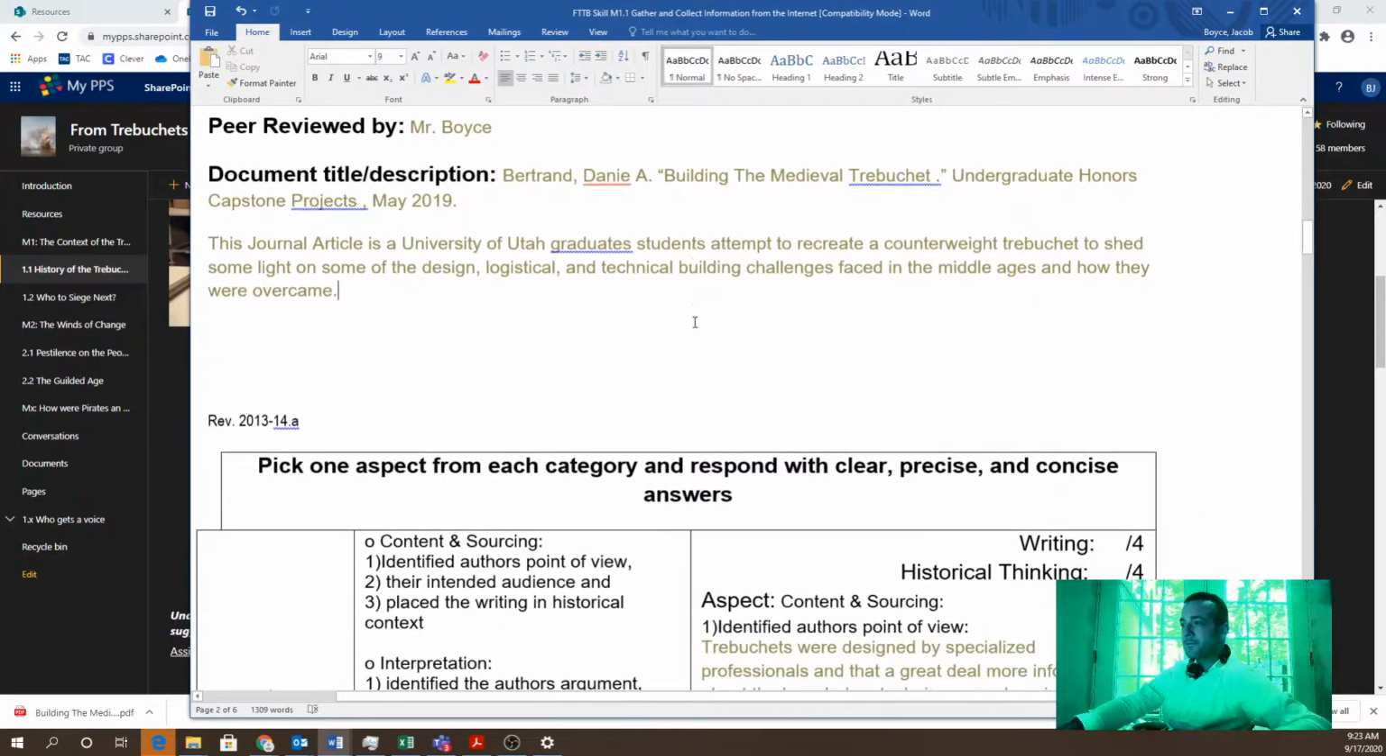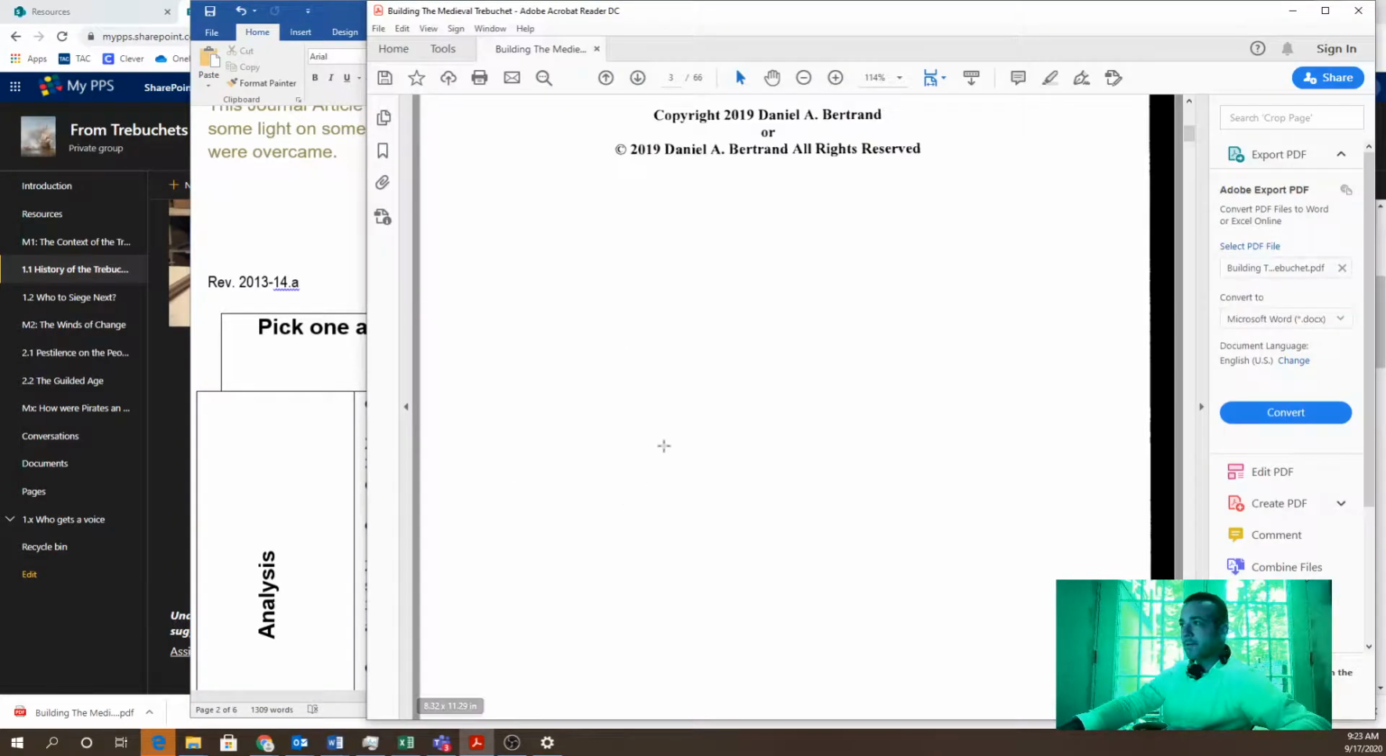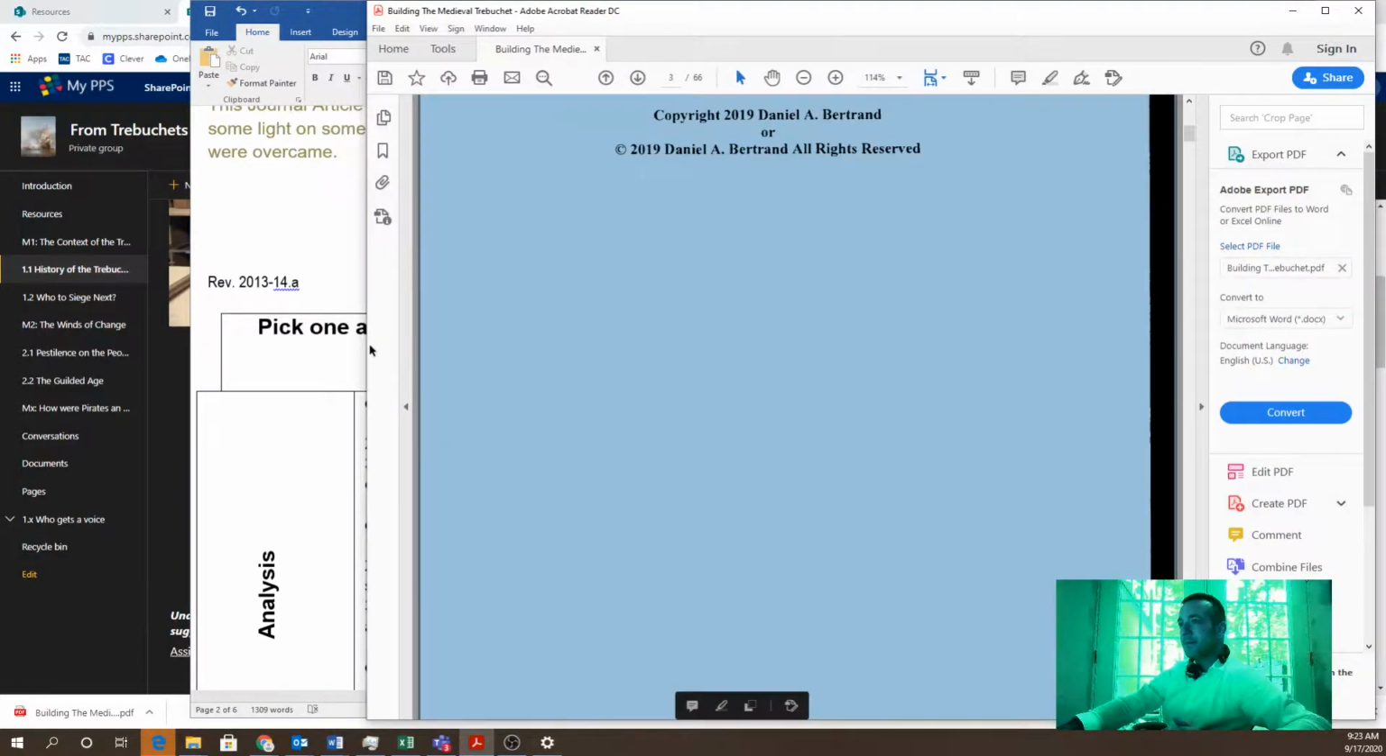And so the first question was, content and sourcing. What can we say about this document as a historical document? Now you can bring it up in the browser, but I brought it up in Adobe Reader so I could highlight some things. For the content and sourcing, I went through and tried to identify the author's point of view.